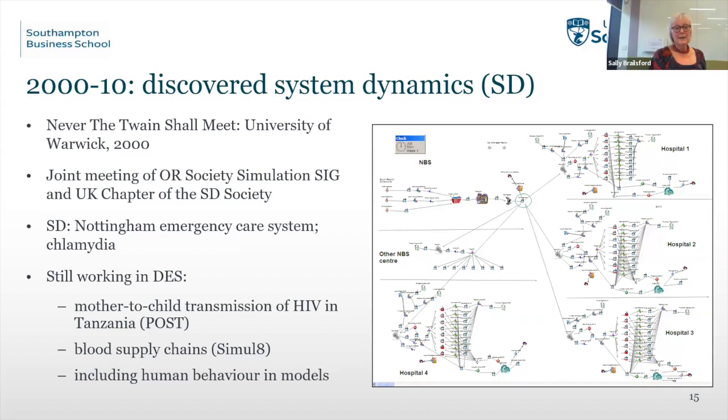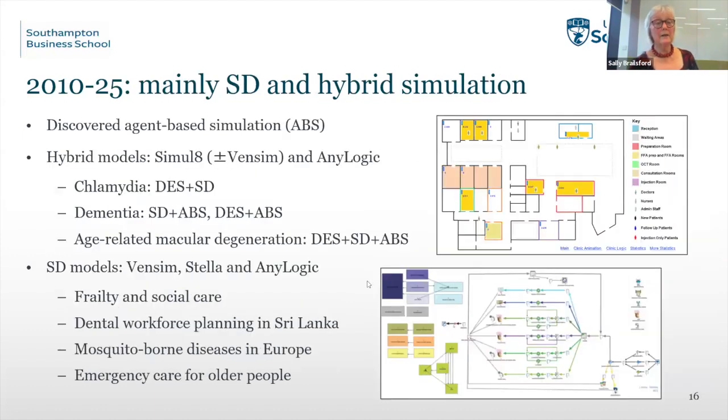So, as I say, in the first 10 years of this century, I was building SD models, though I was still doing a bit of DES as well. And then basically since 2010, mainly system dynamics and hybrid simulations. So a whole load of models in different things, either using tools which were designed for either DES or SD, like Simulation VentSim, or a tool which does all three, AnyLogic. So there's a whole load of different models.